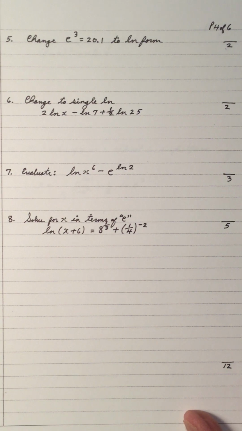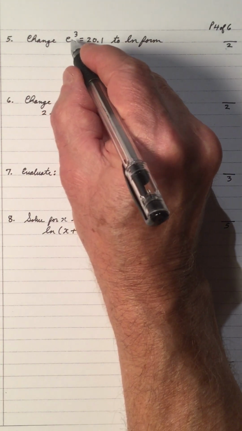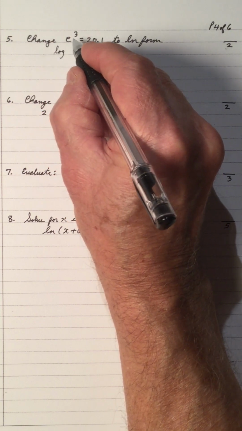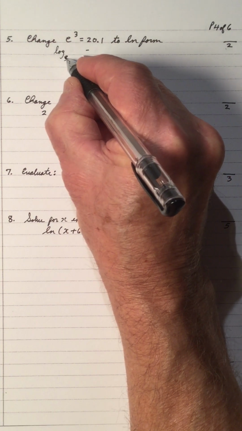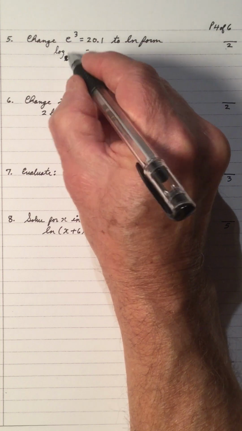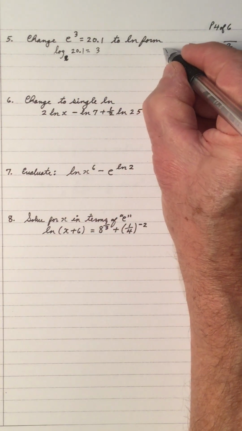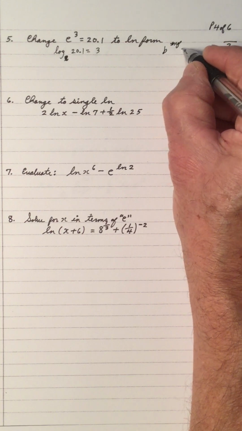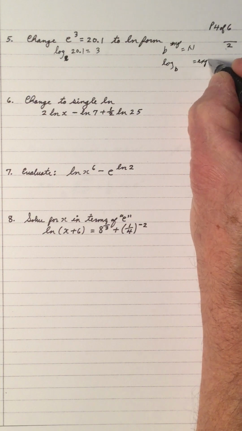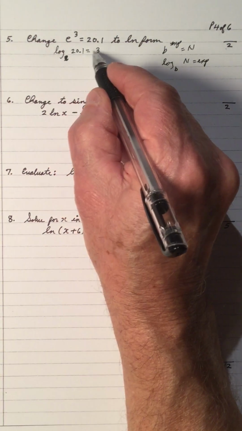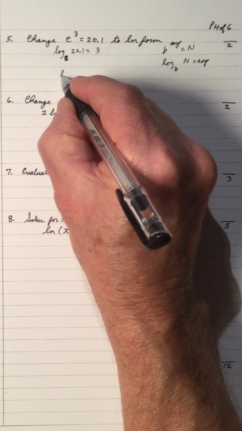Number 5, change e cubed equals 20.1 to a ln. So we'll do log. This is an exponential, so the base is e. Base, exponent, number. If you've got a base, exponent, number, you change it to a log: your base, that's your exponent, and that's your number. So the base is e, the exponent is 3, and the number is 20.1. Now the ln of e, log, L-O-G, base e, is ln.